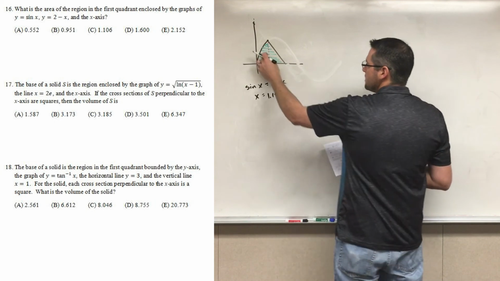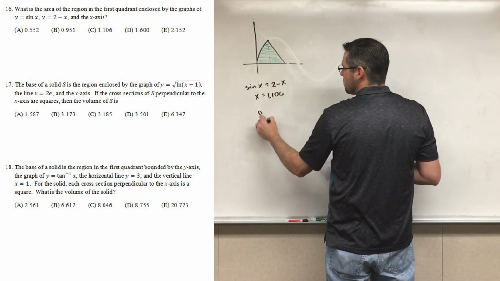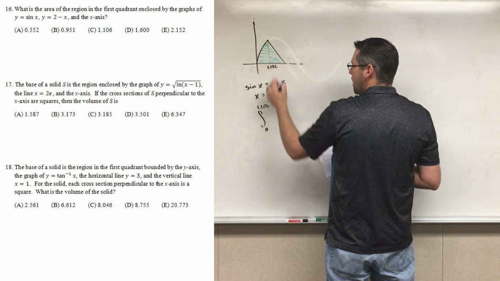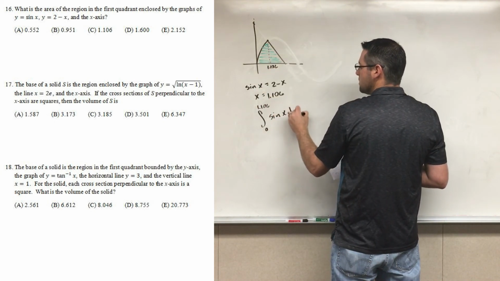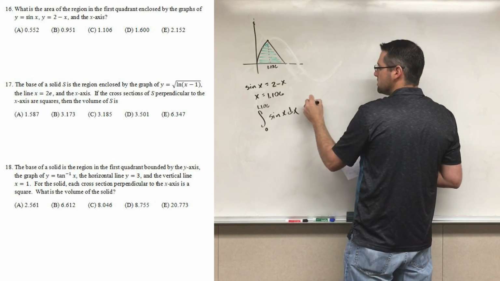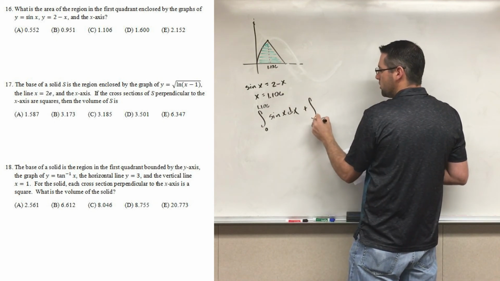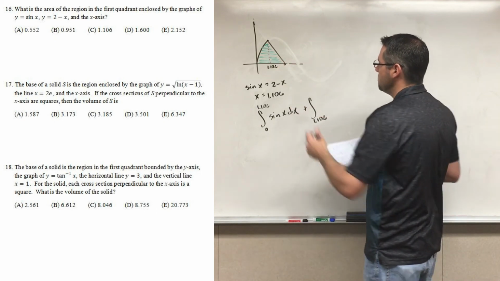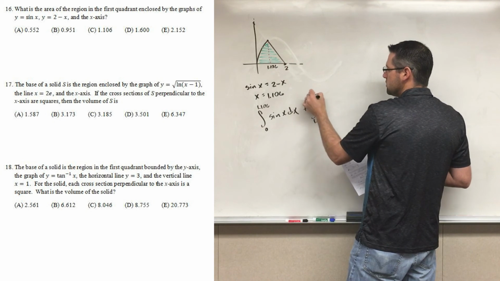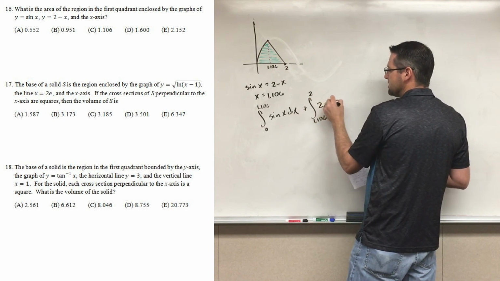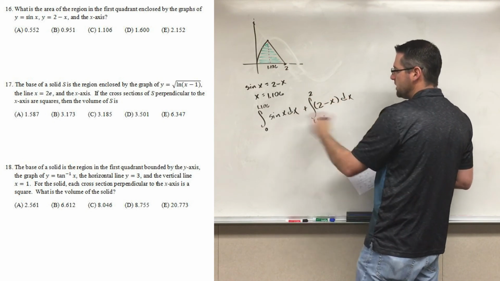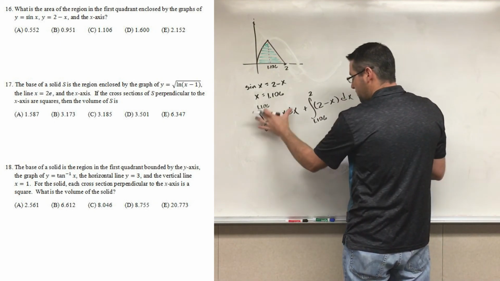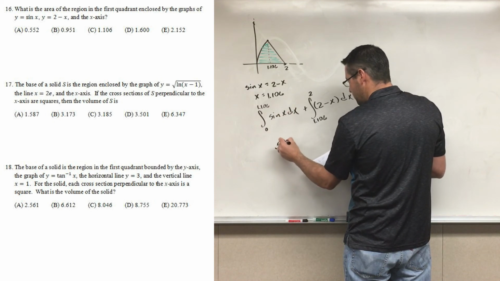1.106. And so for this first region, the area would be the integral from 0 to 1.106 of sine of x dx. And for the second region, we would say plus the integral from 1.106 to whatever this x-intercept is. Well, the x-intercept would be 2. So to 2 of 2 minus x dx. Again, we can do the antiderivatives on our own, but it's a calculator problem. We end up with, for this integral, 0.552.